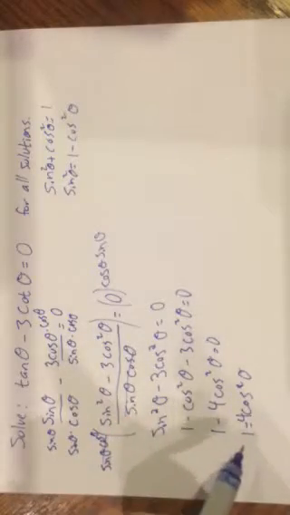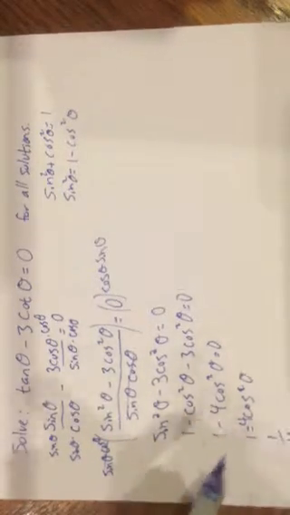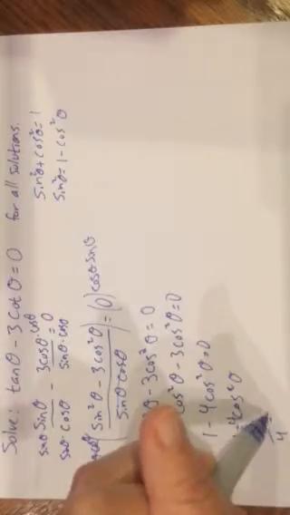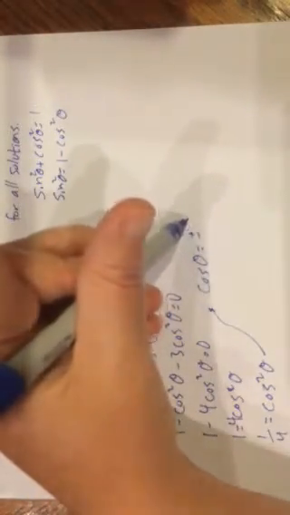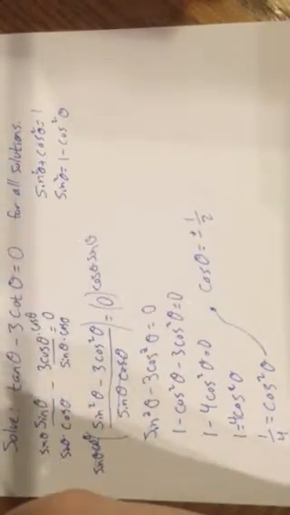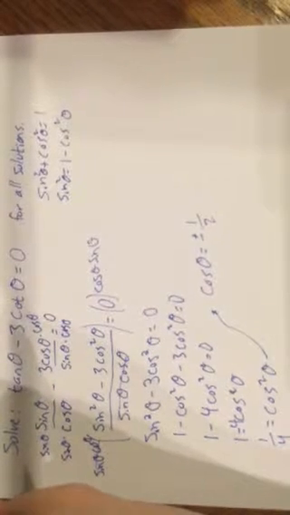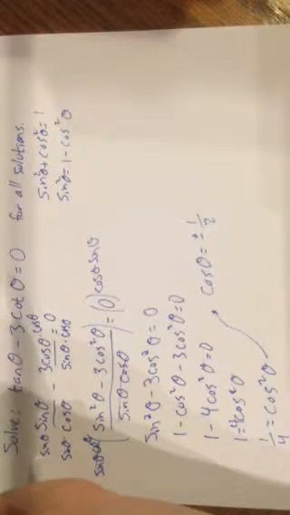So 1 equals 4 cos squared theta, so 1/4 equals cos squared theta. Therefore, if I take the square root of both sides, cos theta is going to equal plus or minus 1 over the square root of 4, which is 2. So I'm looking for everywhere that cos is 1/2, positive or negative. I'm going to go back to my chart. Cos is 1/2 at pi over 3. So I'm looking for the pi over 3 set.